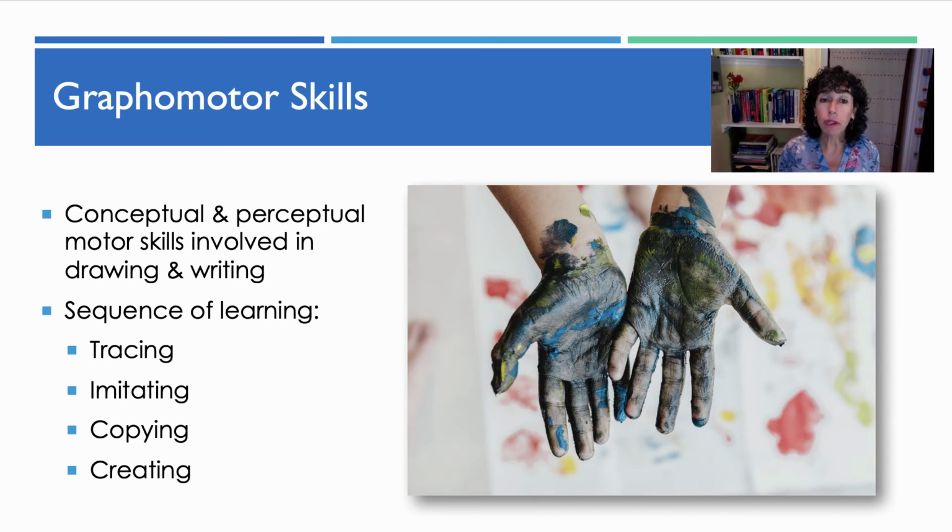The sequence of learning graphomotor or drawing and writing skills is as follows. First, the child is able to trace, so write on top of what someone else has drawn or written. Then to imitate, so I do it and you're doing it at the same time. Then copy, so I give you a piece of paper that has something written or drawn on it. And finally, the child becomes able to create new content.